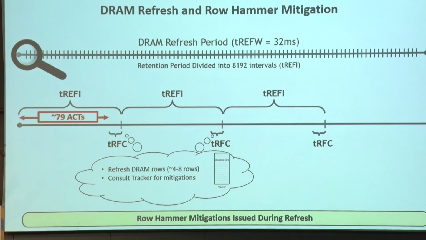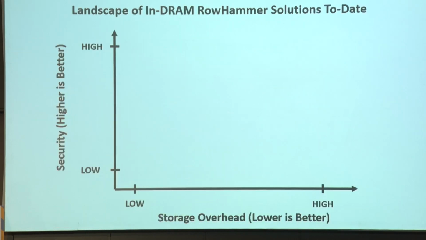It is during this tRFC window that DRAM buys some time to go about mitigating the victim rows by consulting your tracker, identifying which entry from within the tracker to take, and mitigating the associated victims for Rowhammer.